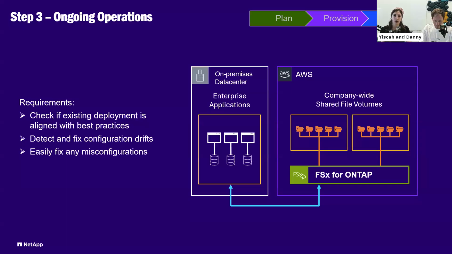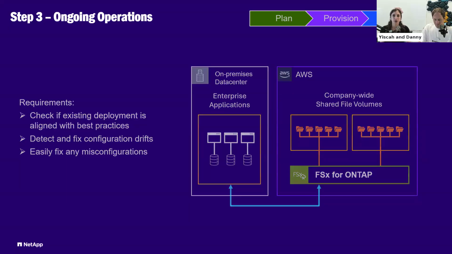We want to keep checking if our deployment is still aligned with best practices in this dynamic atmosphere. We want to detect any new misconfigurations or drifts from our initial configurations, whether in new file systems or new volumes that we're creating or in our existing ones. And we want to fix these as easily as possible. There's nothing more annoying than getting an error and alert and not knowing what to do about it. We want to take that next step and quickly and easily fix it.